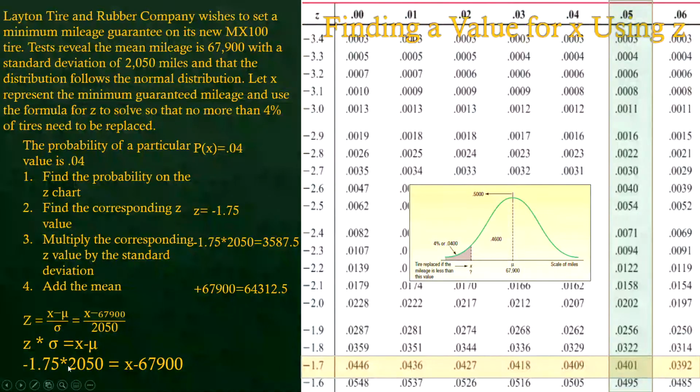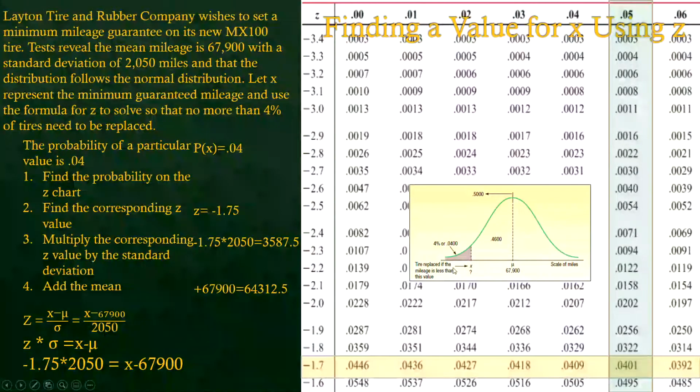So negative 1.75 multiplied by 2050 equals this. And then you add on the other side. So this right here is the z-value multiplied by the standard deviation. So you've got the z-value, this negative z-value multiplied by the standard deviation. And then eventually you're going to add the mean to both sides to give you the 64,312.5. And you'll notice that what we're talking about is this value right in here.